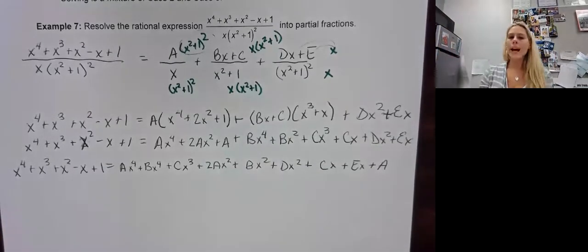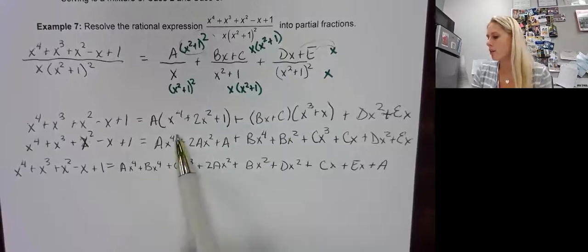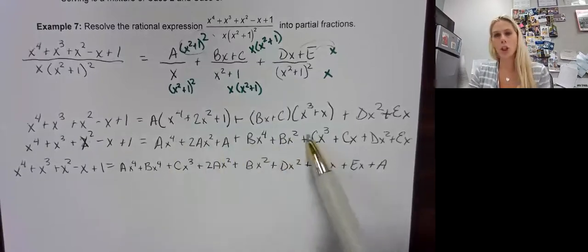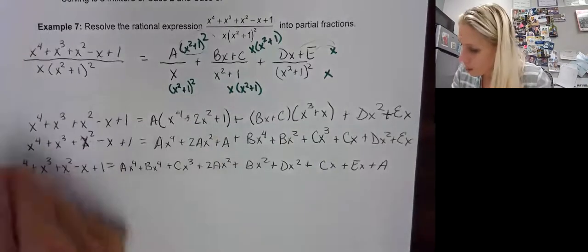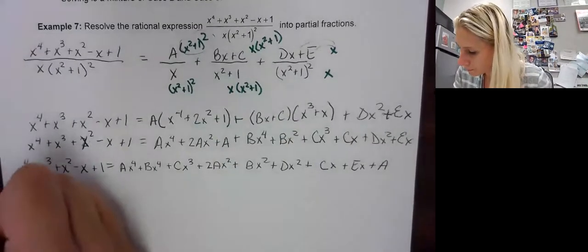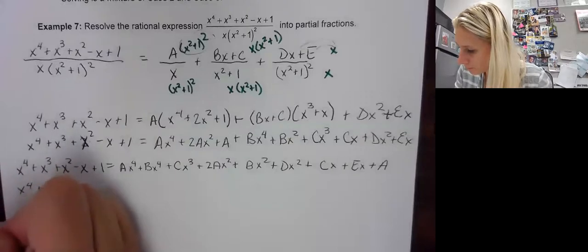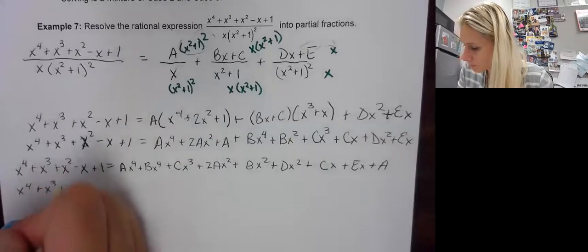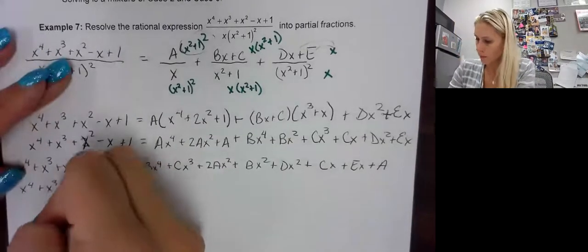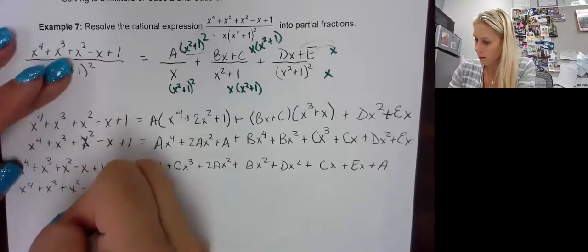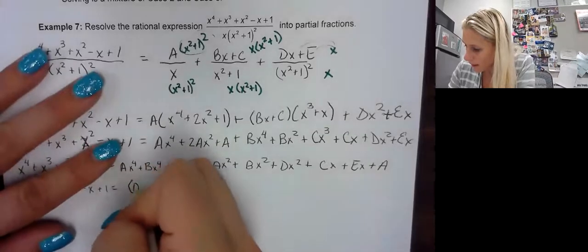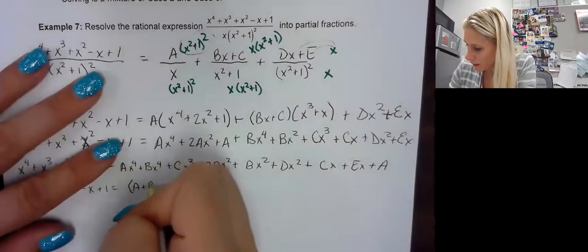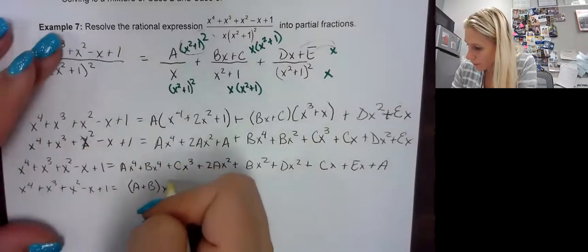Now, anytime you wrote one down, you could cross it off to make sure you're not missing any. That's going to be up to you. Let's factor out. All right. So we have a plus b times x to the 4th.